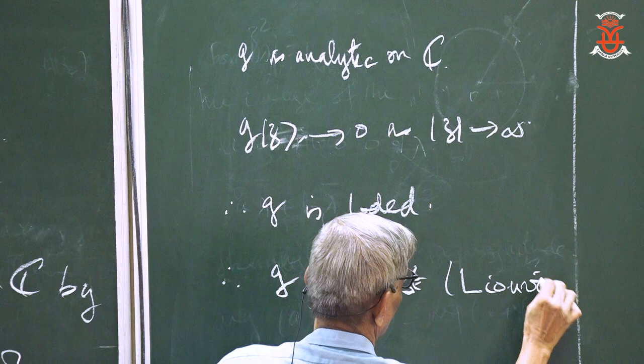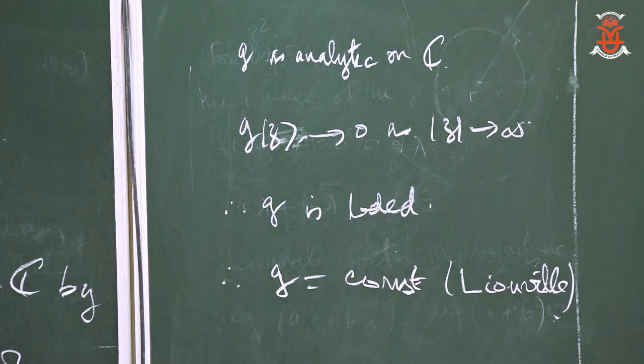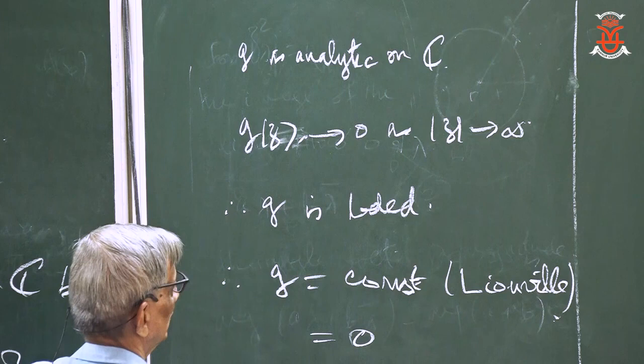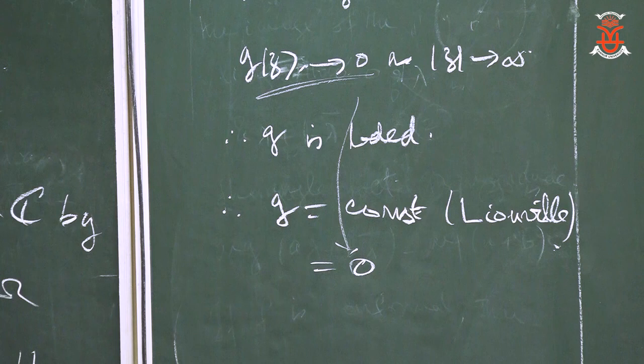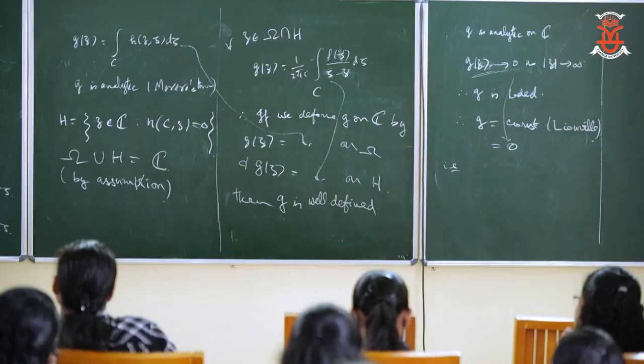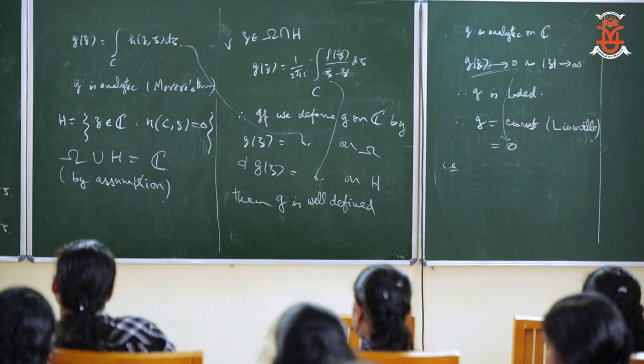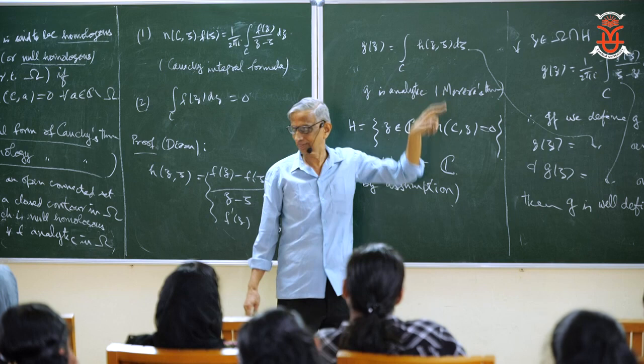But what is the constant? G goes to 0 at infinity. So you can't have a non-zero constant going to 0 at infinity. So this constant must be 0, because of this. A non-zero constant doesn't go to 0 at infinity. If G is equal to 1 identically, the limit at infinity is 1, not 0. So what does this mean? The integral of this, what you have there? G is the integral of this. H is this.